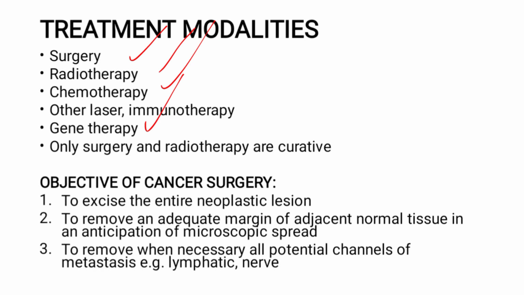The objectives of cancer surgery: first, to excise the entire neoplastic tissue, the tissue in which the changes have occurred. So you will remove the entire neoplastic lesion. Then remove adequate margins of adjacent normal tissue, to ensure that you have properly removed the neoplastic lesion, in anticipation of microscopic spread to small areas. So you also have to remove the adjacent normal tissue.